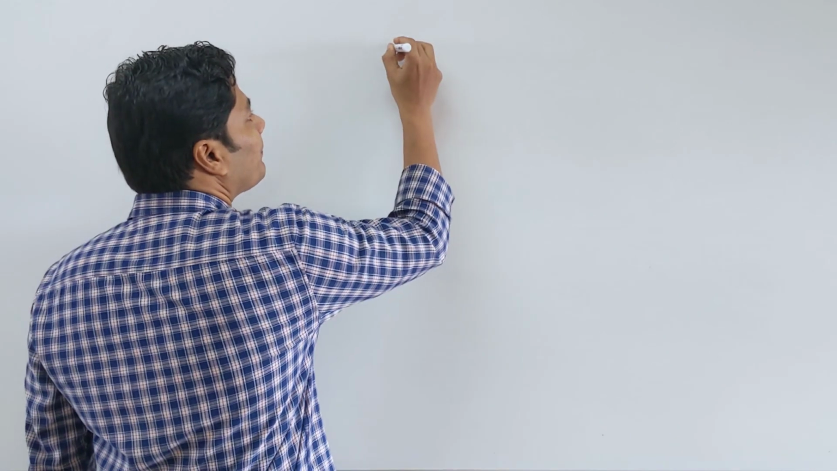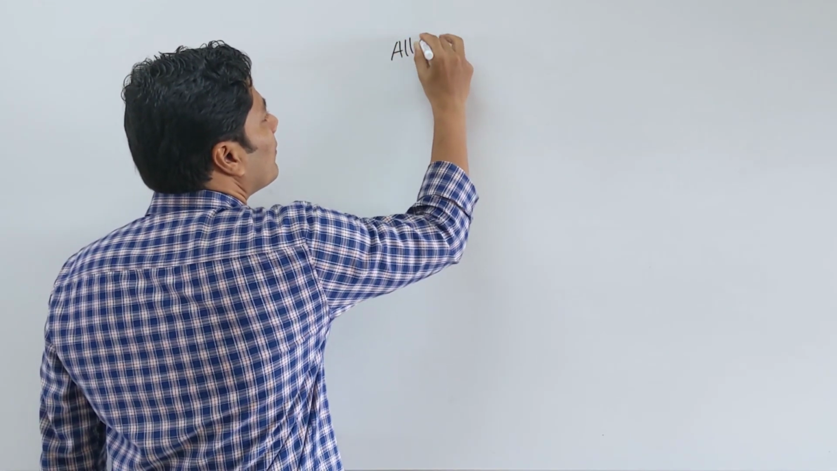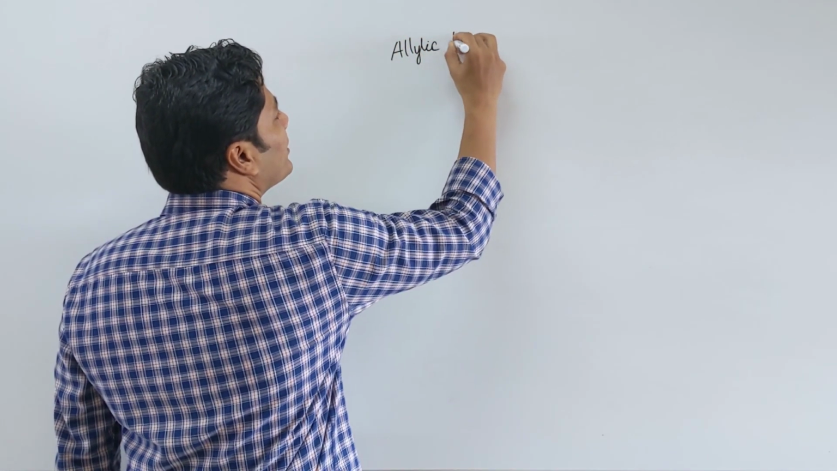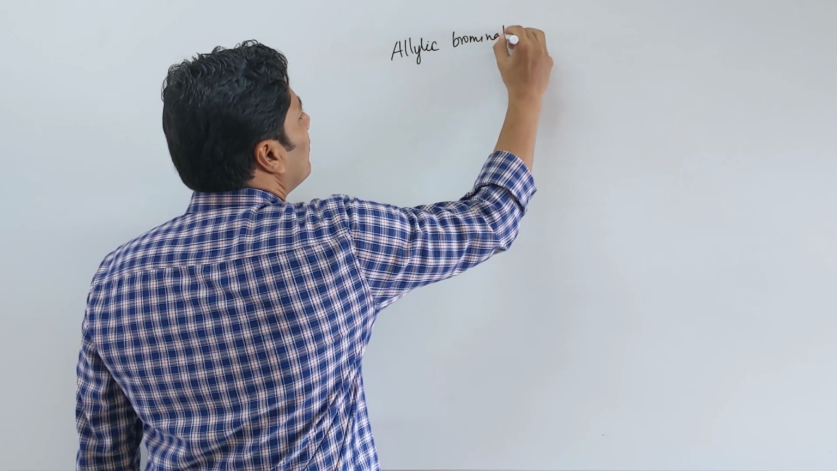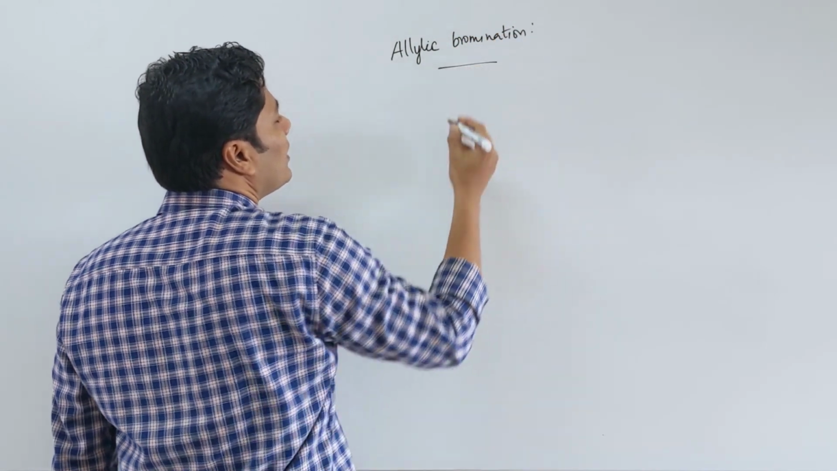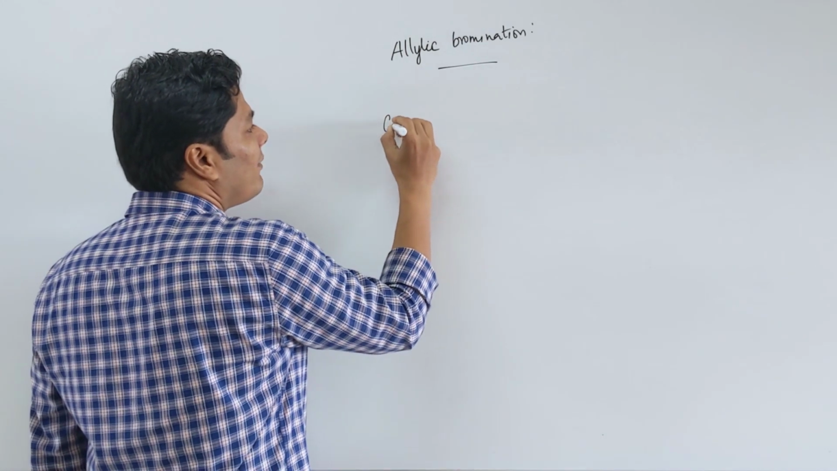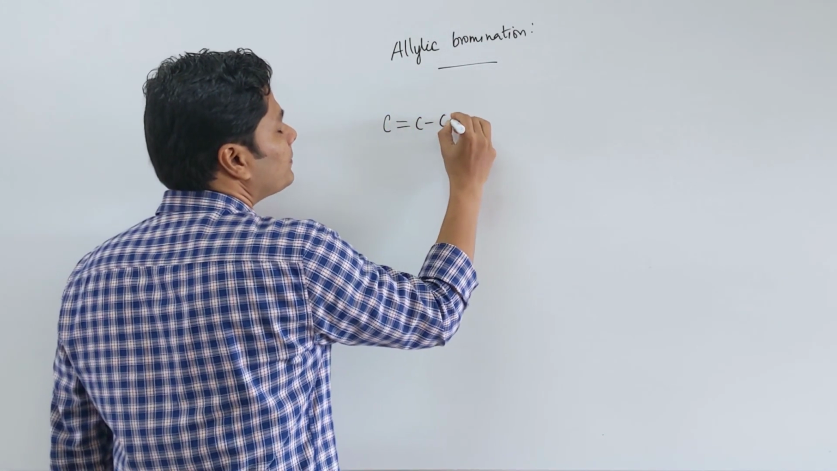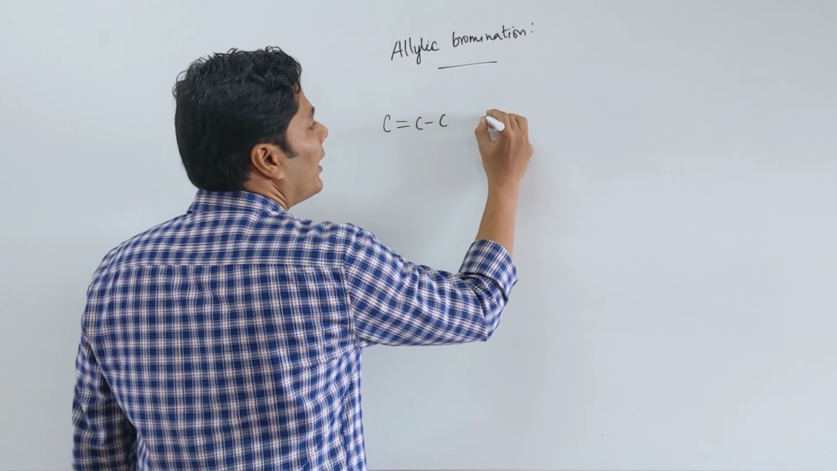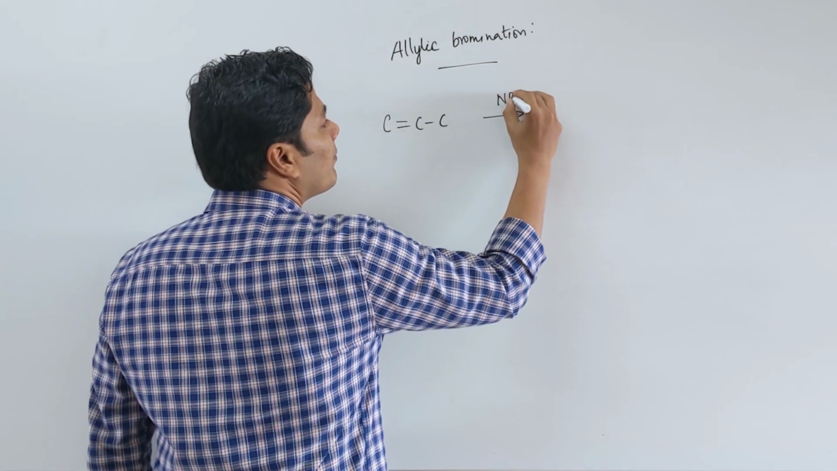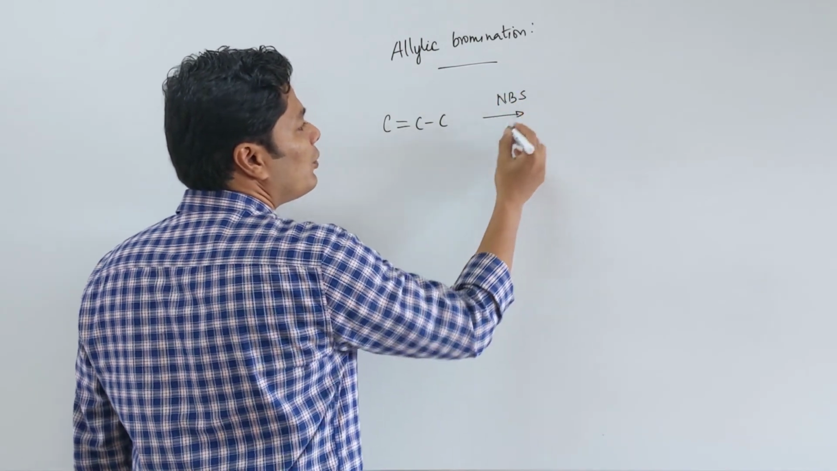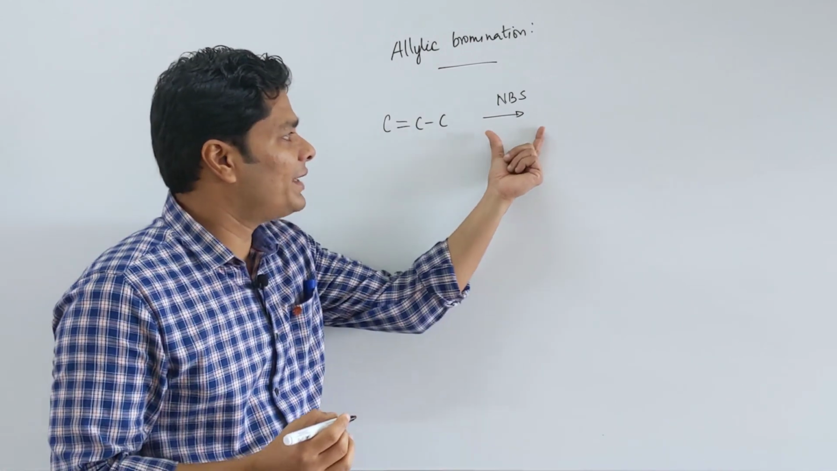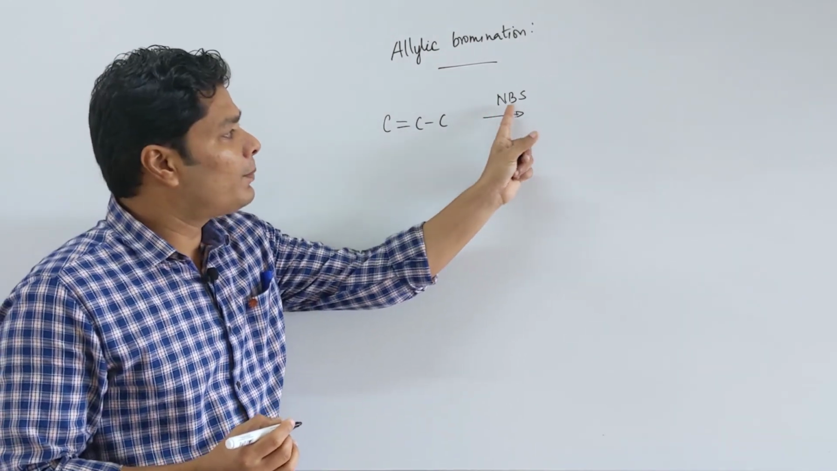We just saw the free radical chlorination, bromination or halogenation in general. There is one more free radical mechanism that can happen. This is called allylic bromination. It's a special reaction where when you have an allylic compound and you treat it with N-bromosuccinimide. It's a special reagent just for bromination, N-bromosuccinimide.